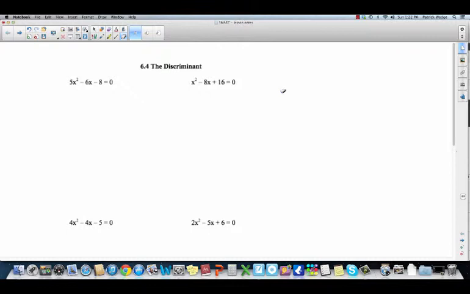Equals negative b plus or minus square. Oh, sorry everyone. Just singing a little bit. Okay, let's move on and stop the nonsense.